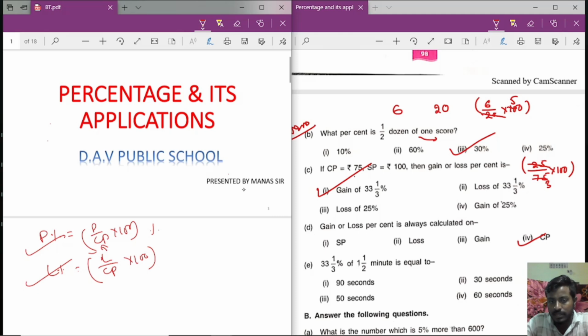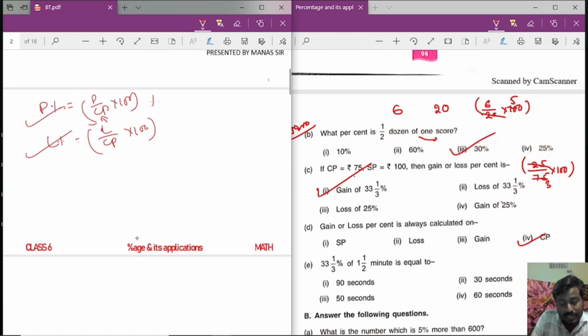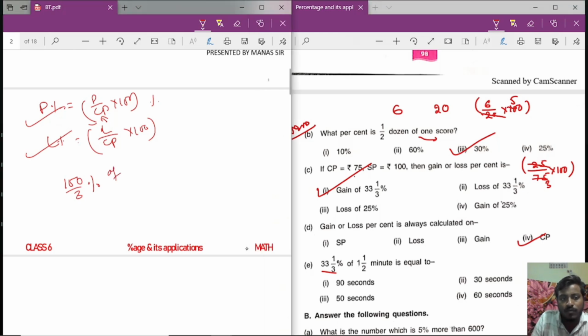Okay, now 33 whole 1 by 3% of 1 whole 1 by 2 minute is equal to dash. Okay, so we know that 33 whole 1 by 3 you can write as 100 by 3 percentage, yes or no? Because it is a mixed number. Mixed number converted into improper fraction means first we multiply 33 into 3, that is 99 plus 1, 100 by 3 percentage of 1 whole 1 by 3, that is 3 by 2 minute.